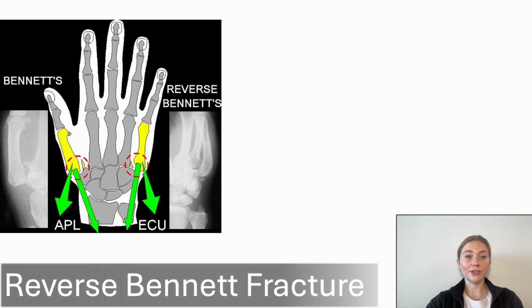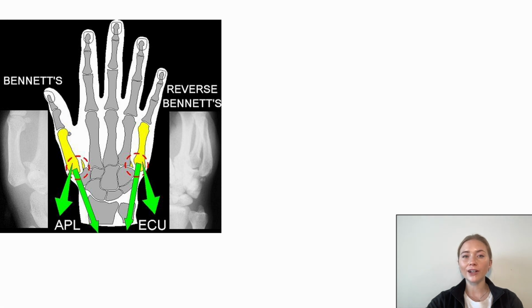There's also such a thing as a reverse Bennett's fracture, named because it is very similar to a Bennett fracture, but instead of the thumb, it is the small finger. Thus, it is an intra-articular base fracture of the fifth metacarpal bone. Both Bennett and reverse Bennett have tendons attaching at the site of fracture and exerting force that can displace the fracture piece and make them more unstable than they may seem at first.